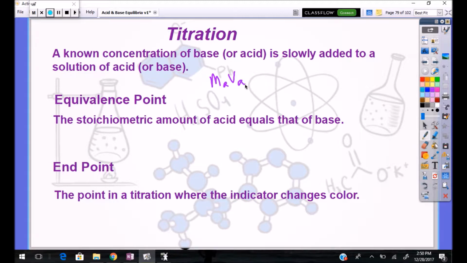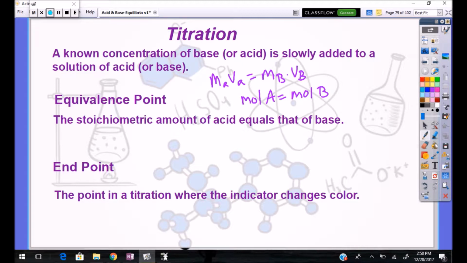Molarity of acid times the volume of acid equals the molarity of base times the volume of base. What this really means, when your volumes cancel, is that moles of acid equal moles of base at the equivalence point.